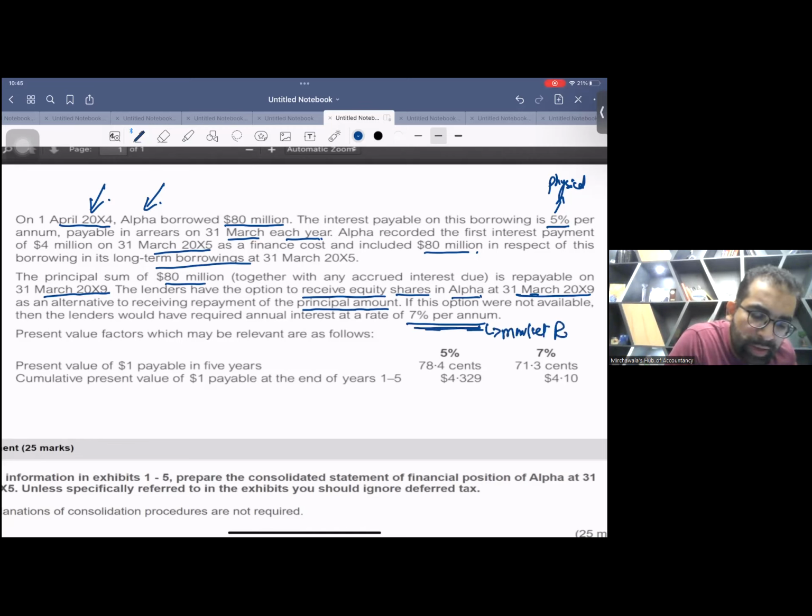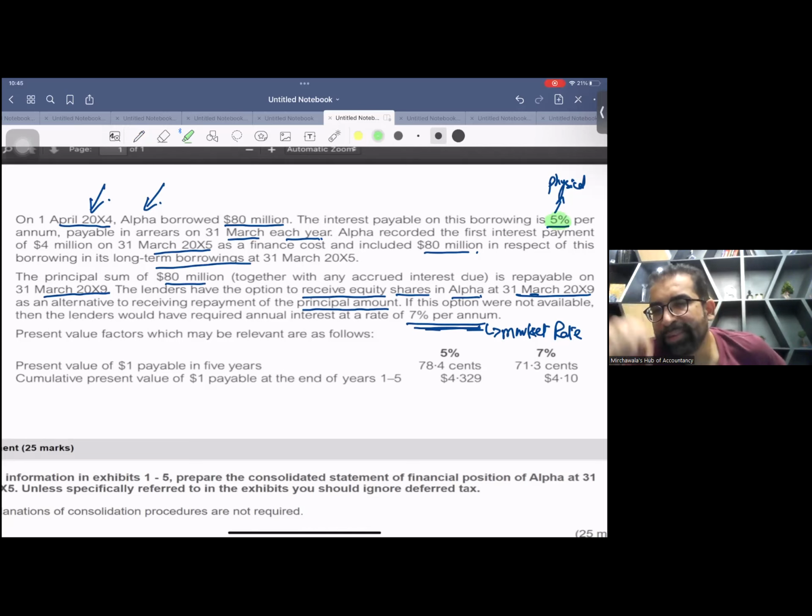Now, when I taught you this topic, I taught you like this. In the market the interest rate is 7%, but these lenders have happily accepted 5%. Why did they accept 5%? Because this is not a normal loan. This is a convertible loan with conversion options. That's why they accepted it.